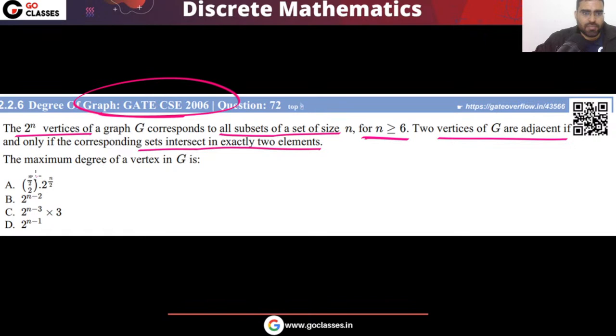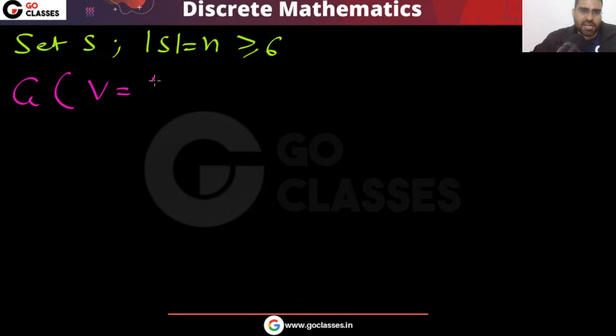And this is a really beautiful question. In the GATE exam, how can you solve it? Before we see the complete analysis, during the GATE exam, how can you solve it? The question is saying there is a set S which has N elements, where N is greater than or equal to 6, and we are creating a graph in which the vertices are subsets of S.